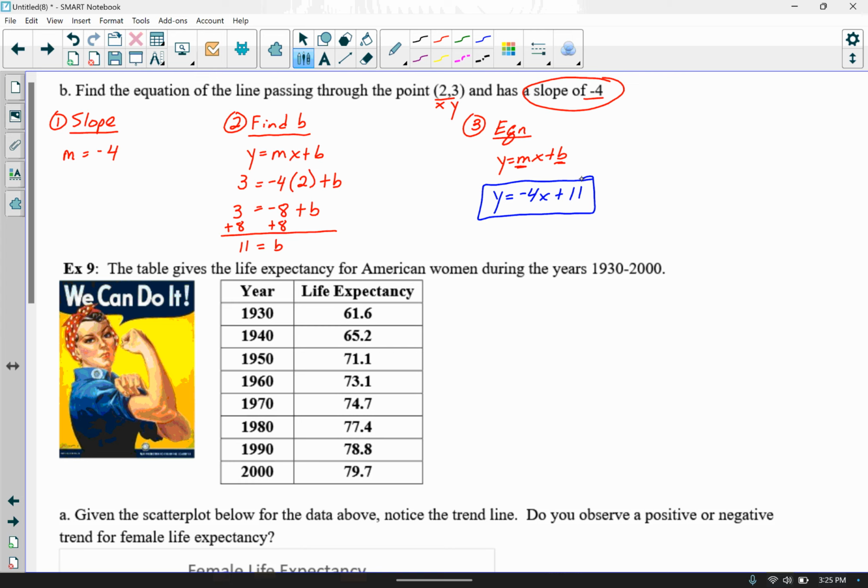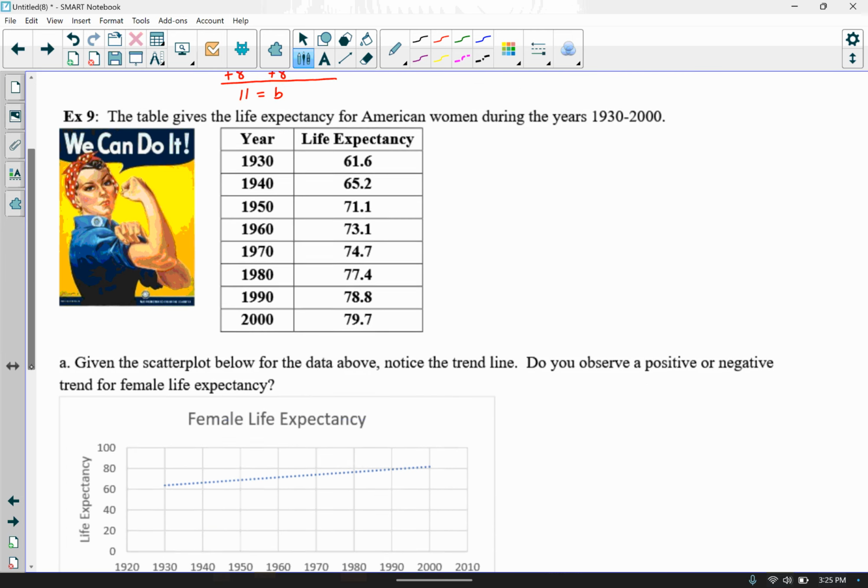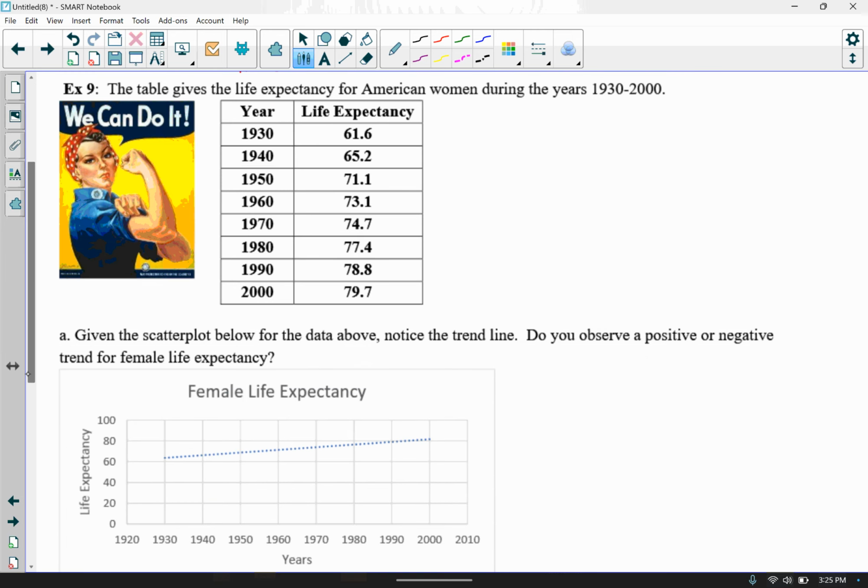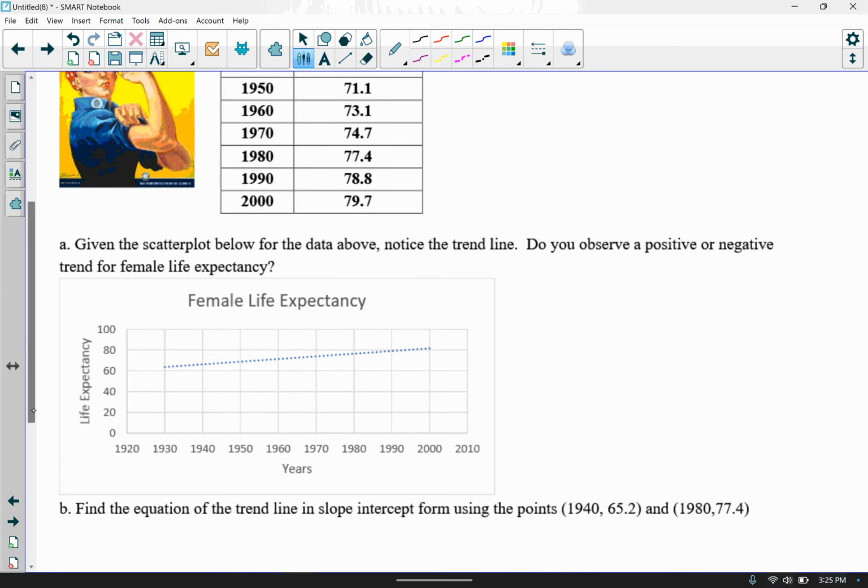Okay. All right, let's wrap up here with example 9. In example 9, this is giving you the life expectancy for American women from 1930 to 2000. So this is their expectancy, of course, measured in years. In part A, you're given a scatter plot, so the points here have been graphed for us.